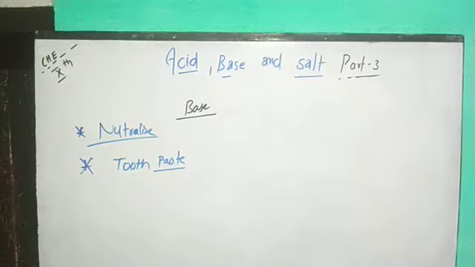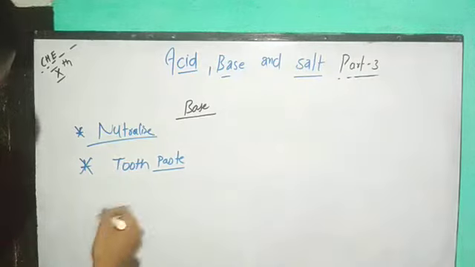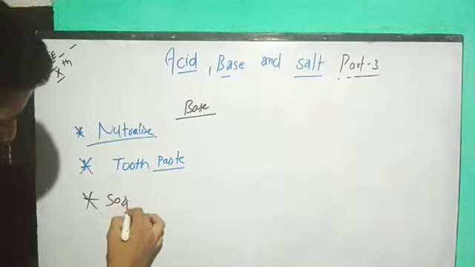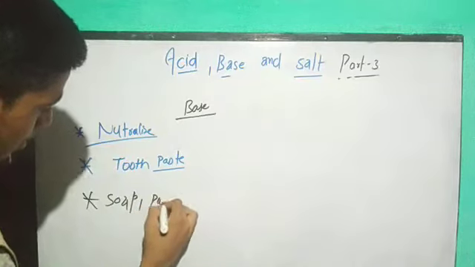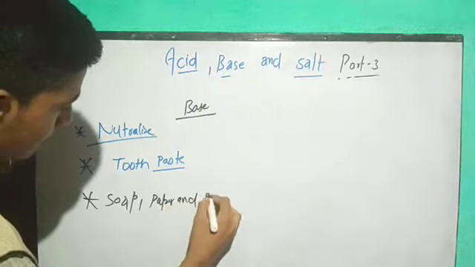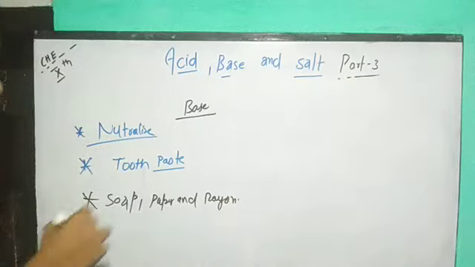Now we are going to see another way they are used. I already told you that they are soapy in nature, so they might be used for making soap. Is it clear to you? Soap, paper, synthetic or rayon. Before that, let me tell you one major thing. Soap, paper and rayon. Let's think how bases make all these products.